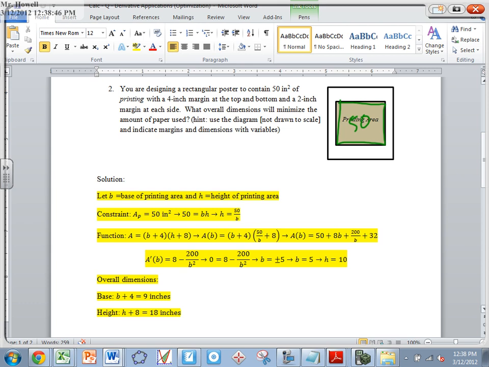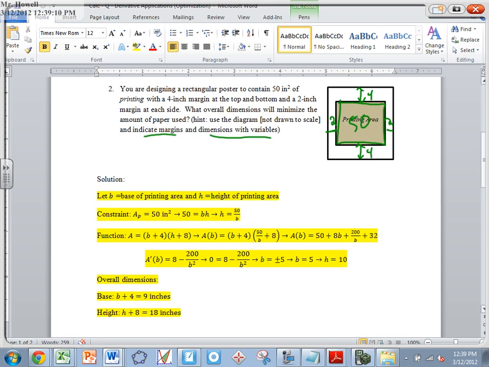Next, a 4-inch margin at top and bottom. What is a margin? That means that's 4 and that's 4. A lot of you mixed up the left and right spots here. Again, top and bottom margins are 4, left and right are 2. So I'm going to put a 2 there. Okay? So that's my diagram. That's why I said, note, hint: use the diagram and indicate margins and dimensions with variables.